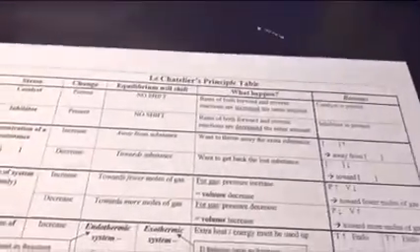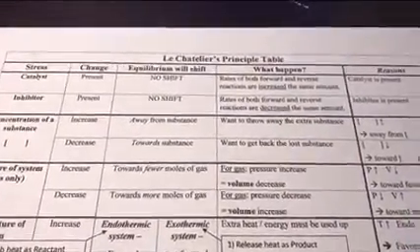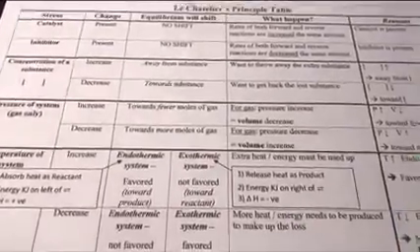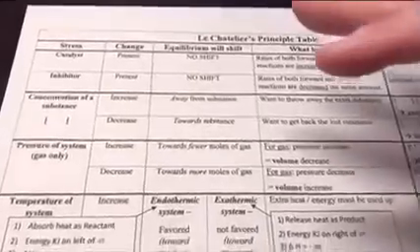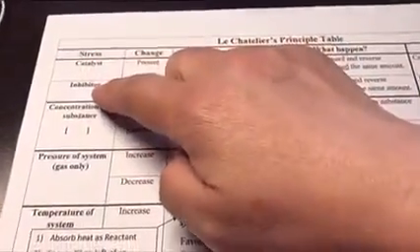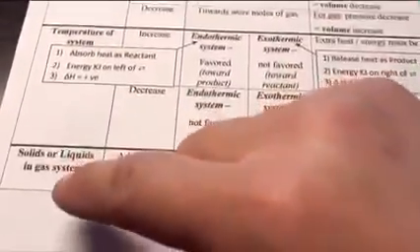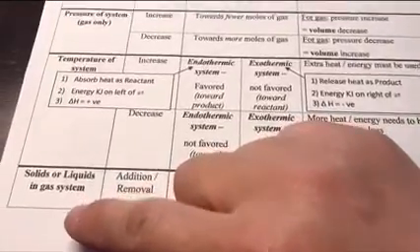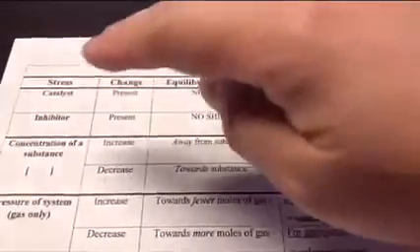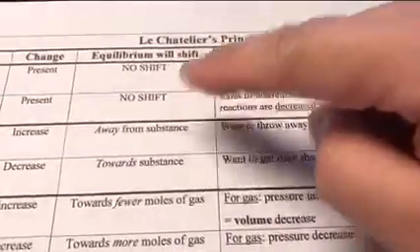All right, so right now I'm talking about Le Chatelier's principle. In this video, I want to talk about the catalyst, inhibitor, concentration, and the solid or liquid in a gas system. So if you have a catalyst or inhibitor, the equilibrium will not shift.